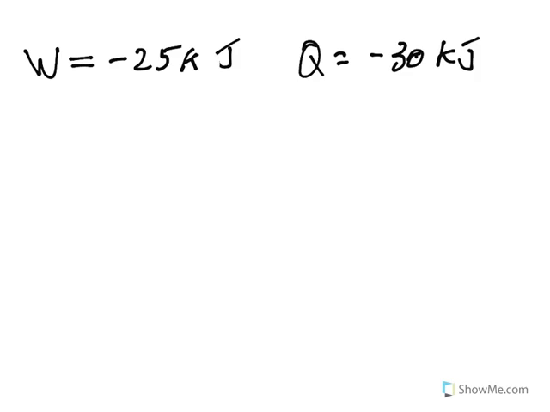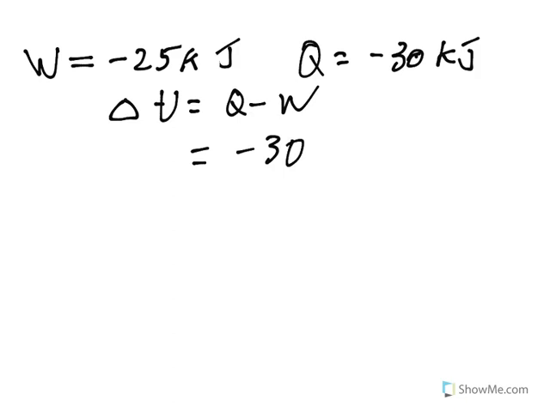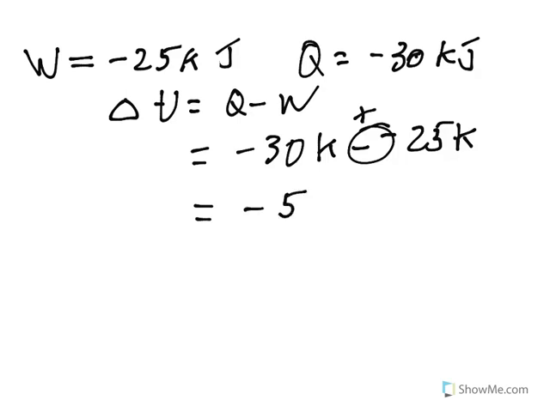So if the change in the internal energy is Q minus W, the change is negative 30 kilojoules minus negative 25 kilojoules. Negatives and negatives are plus, so negative 30 plus 25 would be negative 5 kilojoules is the change in the internal energy.